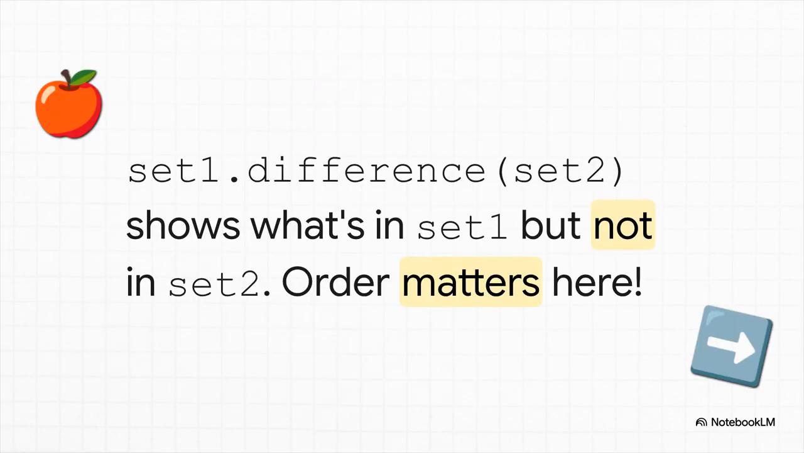Let's break this down with an example. We're asking for the difference between set 1 and set 2. Python looks at set 1 and says, okay, apple. Is that in set 2? Yes, it is, so we get rid of it. What's left? Banana and cherry. But be careful, order really matters here. If you did it the other way around, you'd get a totally different result.